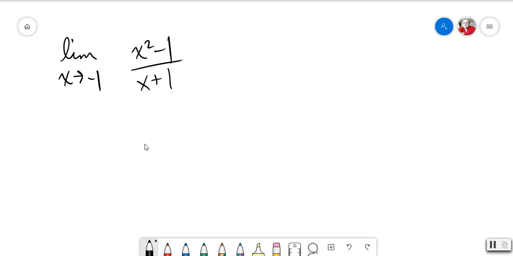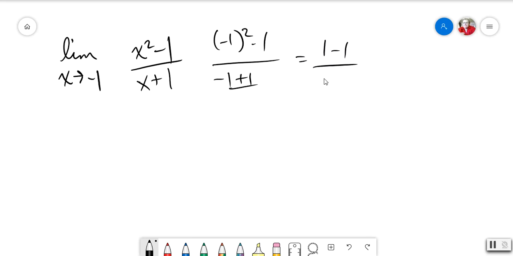Well, in the problem we just did, you could put 4 in and get 10 out and say, obviously it gets closer and closer to 10 as you get there. Not going to work here, because if I put in negative 1, negative 1 squared is 1, but this gives me a problem. I'm not allowed to have 0. As we always know, whenever you have a 0 in the denominator, what you've got is undefined.